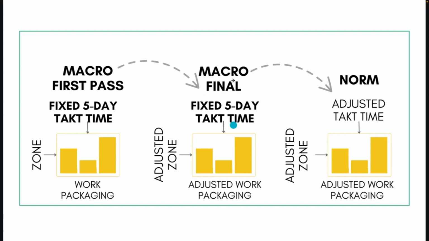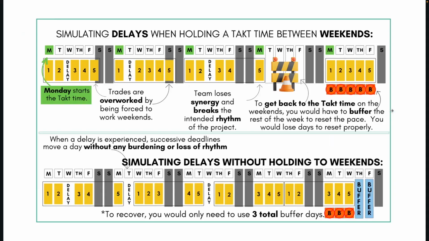So then when we go from the macro to the norm, remember when we went from the 5-zone strategy to the 11, we're not going to fix that anymore because we don't care about being in a 5-day takt time. So the takt time in our example goes to 3, our zone count goes to 11, and then our work packaging obviously adjusts, especially because it's based off of a pull plan. So just keep that in mind as you're doing takt planning, the reason why we do it.